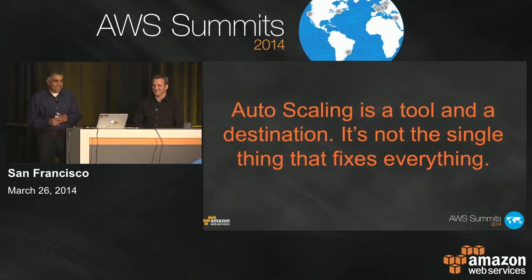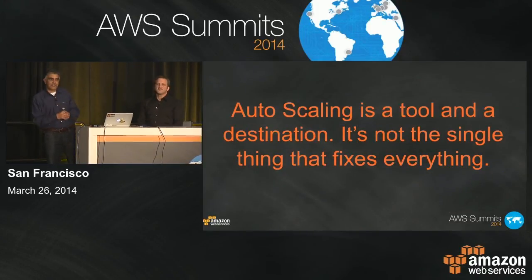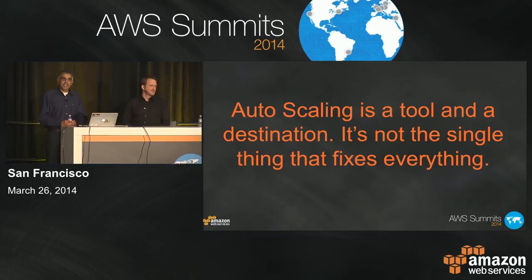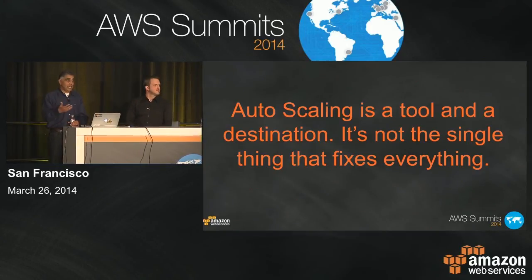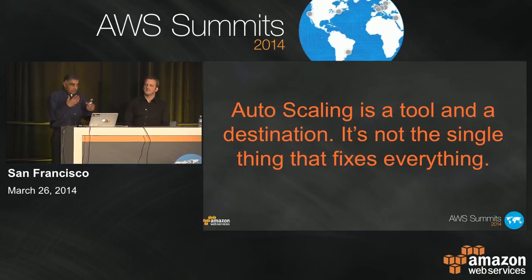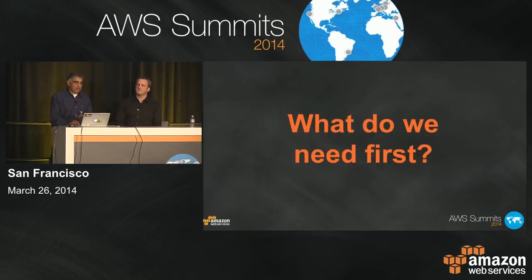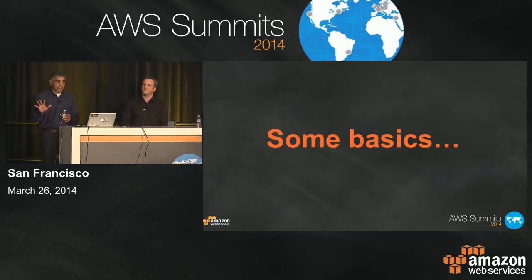So back to auto-scaling. Even though it was the first result at the top of the search, it's probably not a place you want to start. It's not a magic button that's going to fix scalability problems. It's a tool and a destination, and we're going to talk about where it fits in the grand scheme of things in our architecture and design. So where do we start? Back to our first question. Let's start with some basics, just to lay the groundwork.